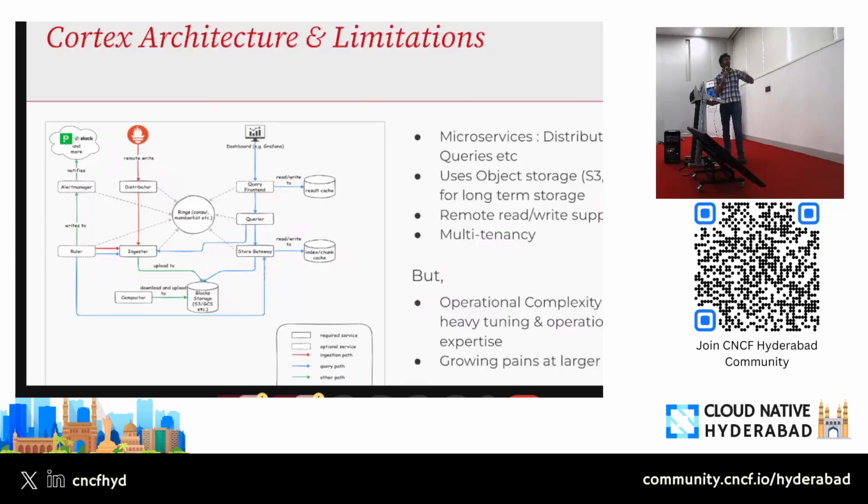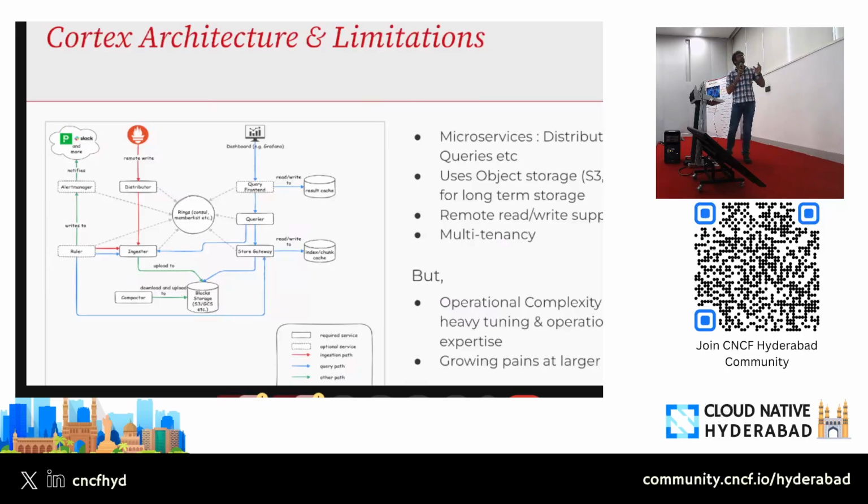Now, this is the Cortex architecture. There is a lot going on here. There are so many components like distributor, ingester, which we'll see going forward. As I said before, it uses object storage for long-term metric storage. Prometheus will just push all these metrics to Cortex, and they're stored in S3 or GCS. And multi-tenancy is where you can divide metrics of different clusters, switch the tenants and then see the metrics of your cluster.